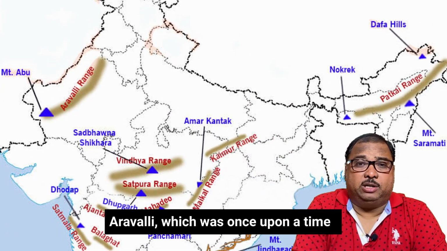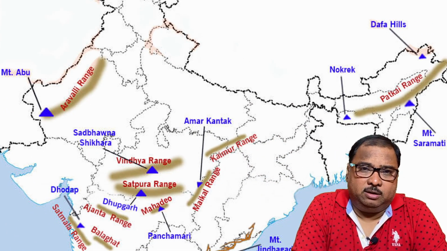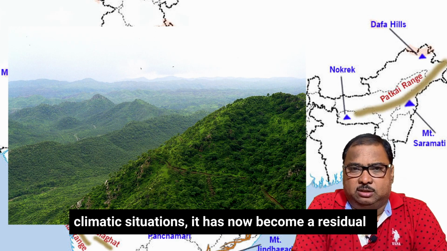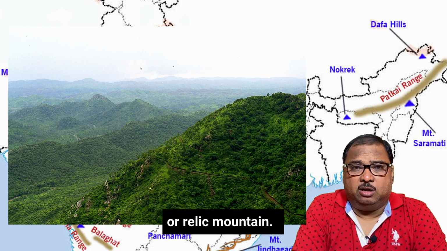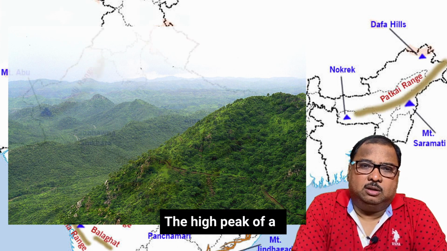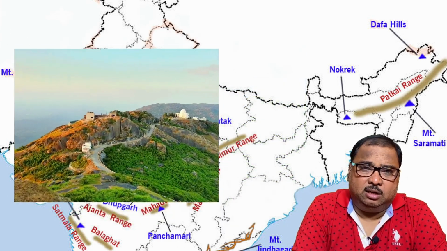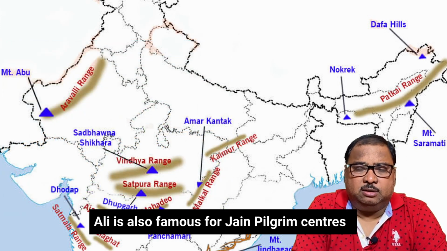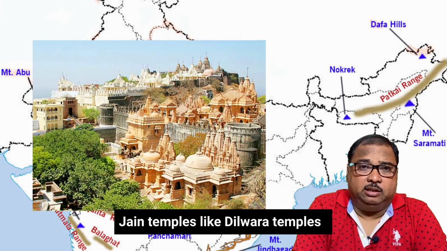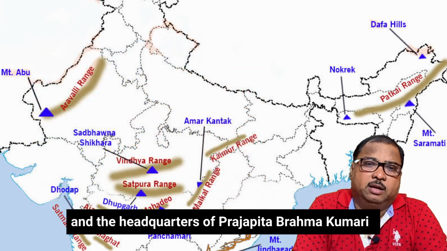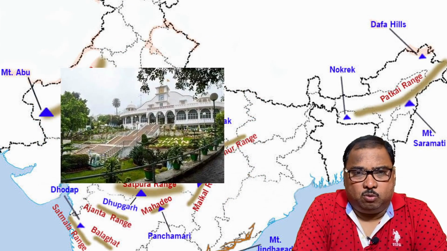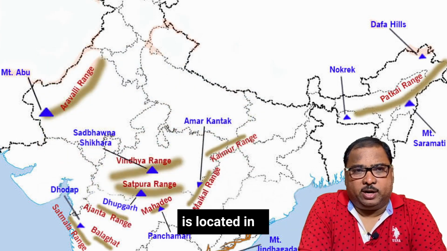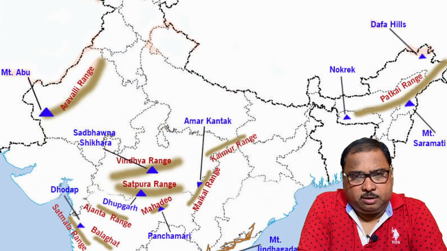Aravalli, which was once upon a time a folded mountain, after crores of years of weathering and other climatic conditions, has now become a residual or relict mountain. The highest peak of Aravallis is Guru Shikhar. Aravalli is also famous for Jain pilgrim centers and Jain temples like Dilwara temples and the headquarters of Prajapita Brahma Kumari. Also important hill stations like Mount Abu are located in the Aravalli range.